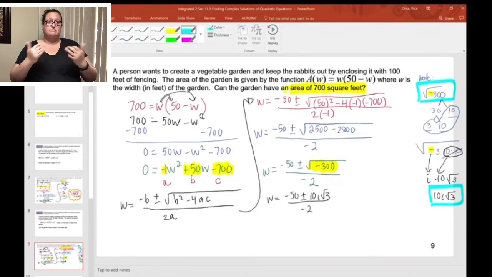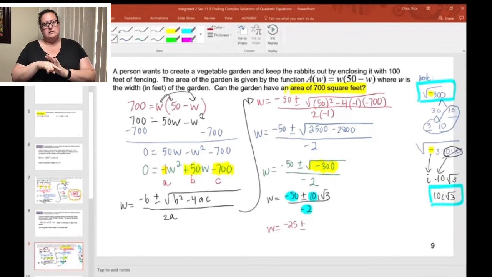Now class, let's look at our whole numbers. We have negative 50, 10, and negative 2. Notice how all the numbers are divisible by 2. Let's divide by 2. w equals negative 50 divided by 2 is negative 25, plus or minus 10 divided by 2, which is 5, i radical 3, and negative 2 divided by 2 is negative 1. And I'll go ahead and leave my answer like this, only because I'm dividing by negative 1.